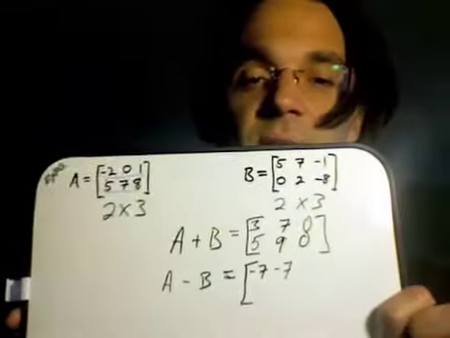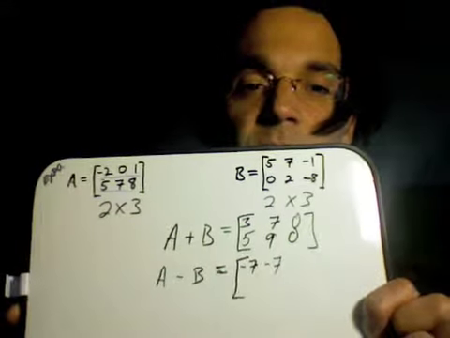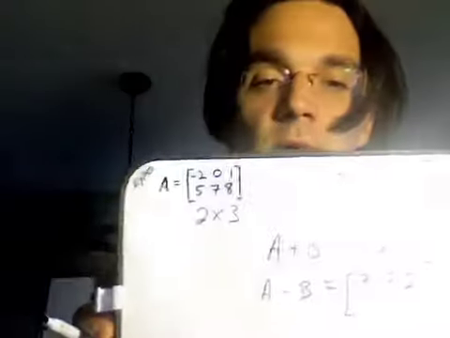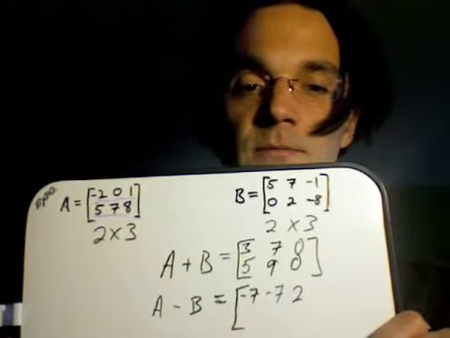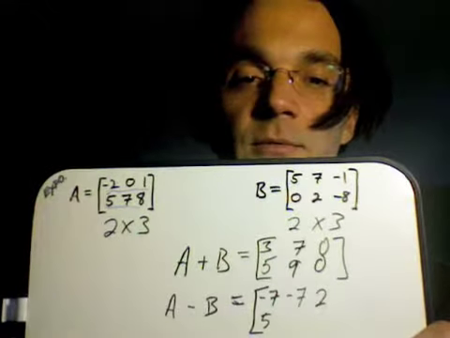What do you think the last element in the top row is going to be? Think about it for a minute. Watch out for the double negative. A minus B. 1 minus -1. That's right, 2. What about in the bottom row? 5 minus 0? See if you can figure out what the last two are going to be. Pause it for a second if you have to.